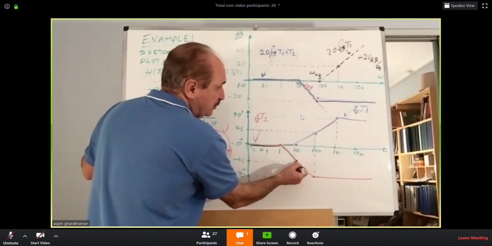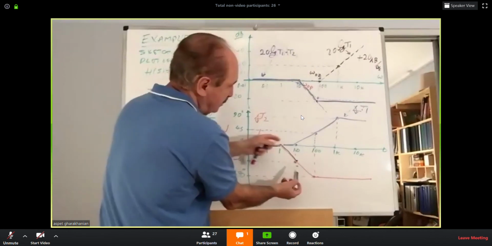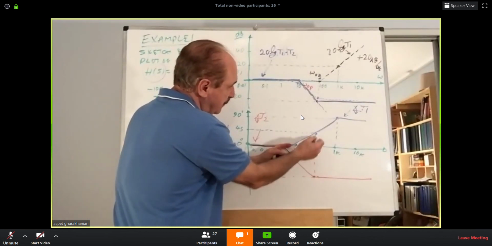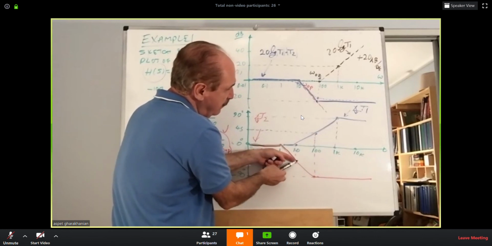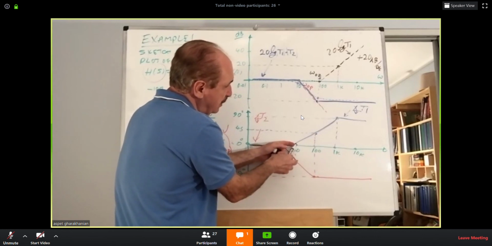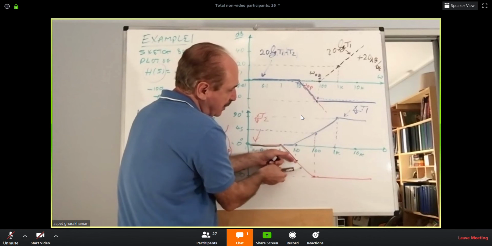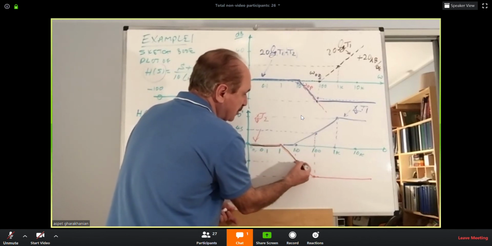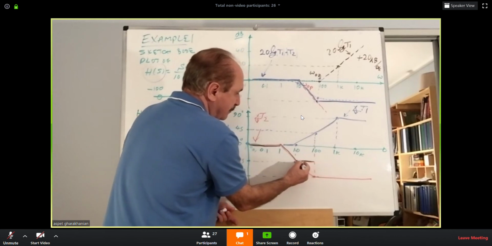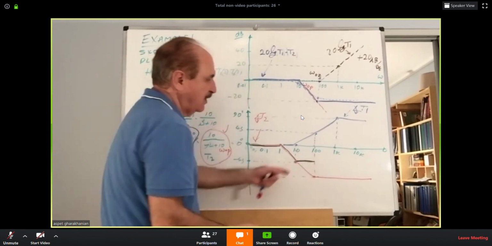From this point onward, notice please that all the way to 100, check this portion and that one. Whatever the blue one is adding, the red one at the same rate is taking away. So the response is going to stay horizontal. That's the tricky part you have to observe.